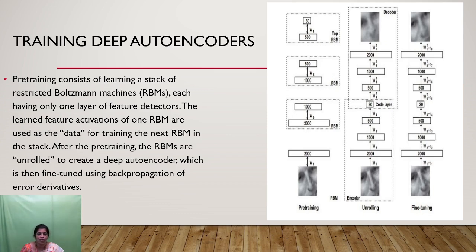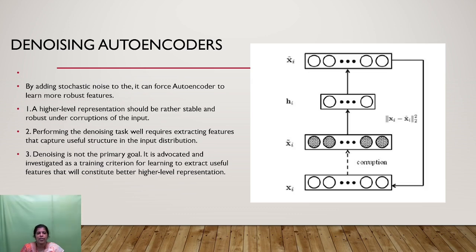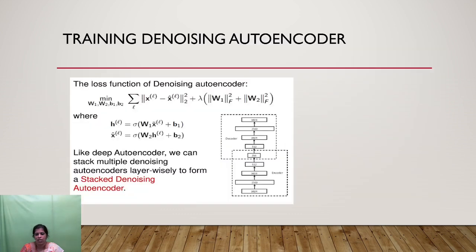That is also fine-tuned using backpropagation of error, that is, the error moving from the output towards the input. By adding noise, we can force the autoencoder to learn more robust features and higher level representations. The denoising autoencoder requires feature extraction, that is, capturing the useful features present in the input. Here it is advocated to investigate the training criteria for learning to extract useful features that constitute a better higher level representation of the output.